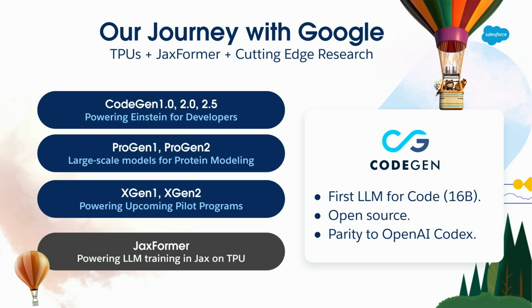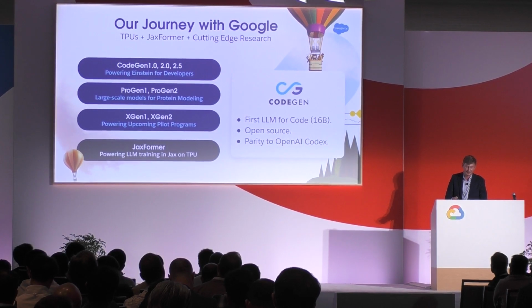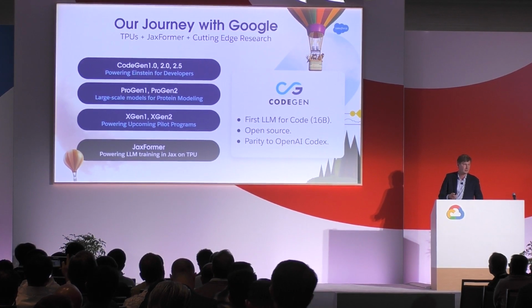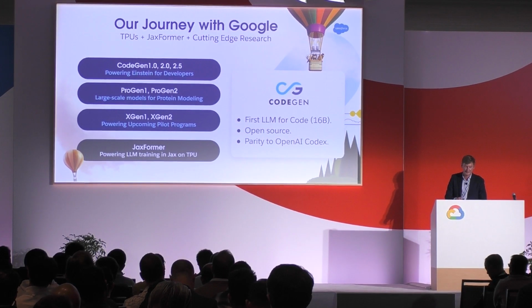So CodeGen 1, that was 2 years ago, we trained on TPU v4, and at that point in time, it was OpenAI Codex competitive, and one of the largest open source models with 16 billion parameters. Later on, we followed up with ProGen 2, which instead of being trained on code is trained on proteins, one of the largest open source models for protein modeling. And today we're training XGen models, which are generic foundational models on text. All of these models are powered by JAXFormer, that's our in-house JAX library, and most importantly, trained on TPUs.